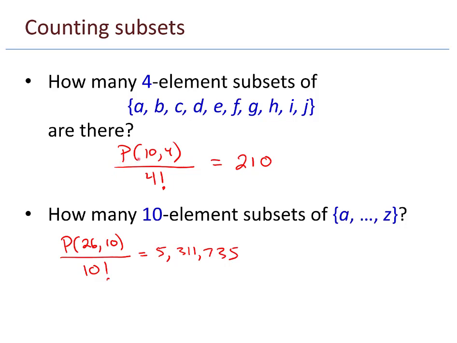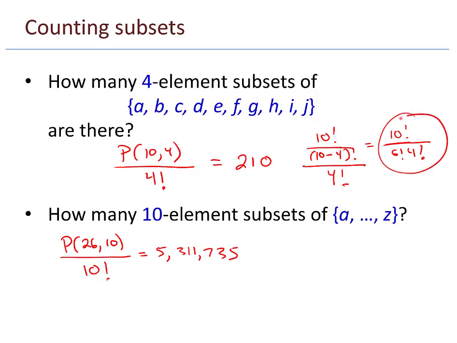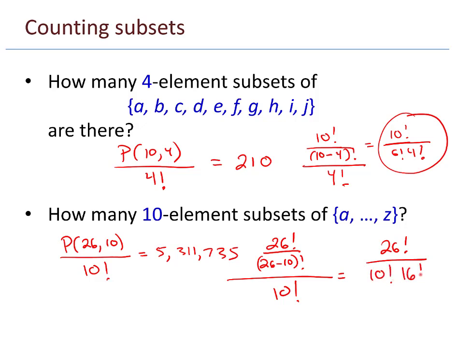Let me show you one other way I might think about these calculations. On top, this 10 permute 4 over 4 factorial. 10 permute 4 is the same thing as 10 factorial over 10 minus 4 factorial, which is 10 factorial over 6 factorial. So then that thing is divided by 4 factorial. It gives us 10 factorial over 6 factorial 4 factorial. That's one way to think about doing that computation. And then down below, this other one, that was 26 factorial over 26 minus 10 factorial. That's the permute part, but then all of that is over 10 factorial. So let's see, 26 minus 10 is 16, so this becomes 26 factorial over 10 factorial 16 factorial.